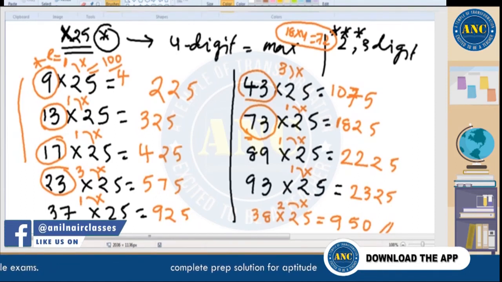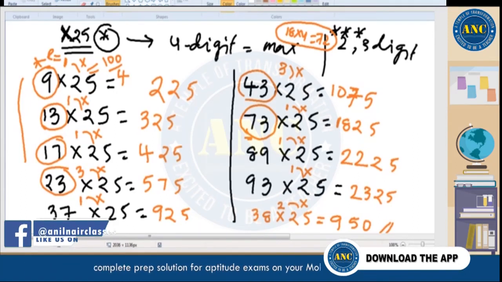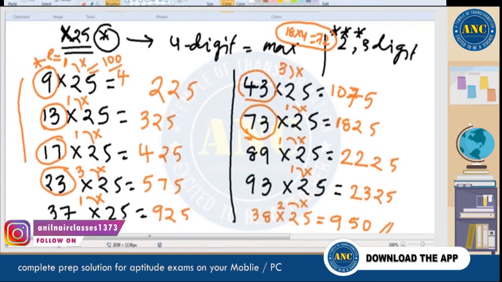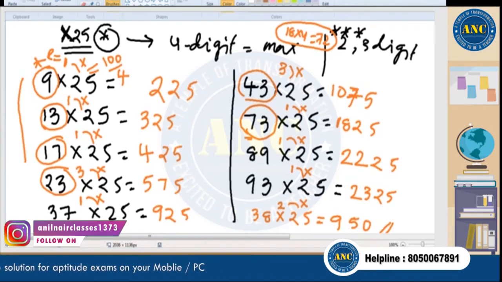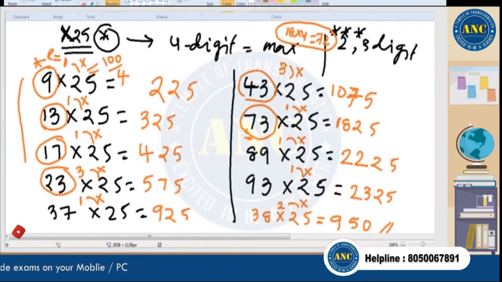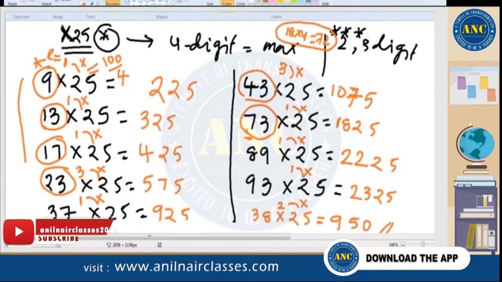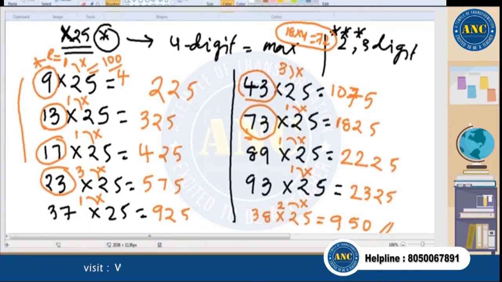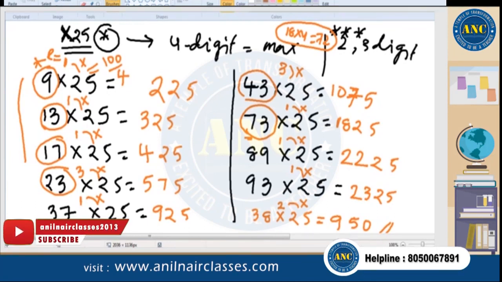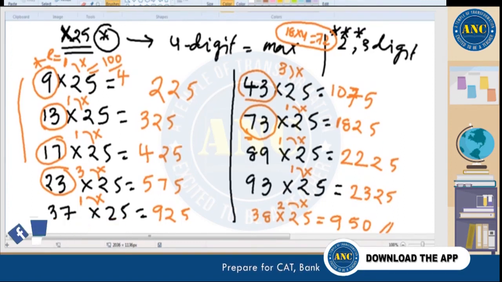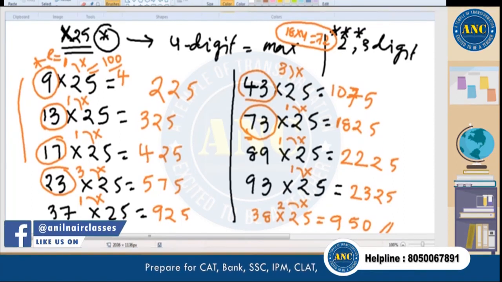Now, in these two, multiplication with 5, multiplication with 25, you can ask me any question, sir. If you still have any questions, you can ask me now, I'll answer. Okay. If it is completed, I am going to the next concept.